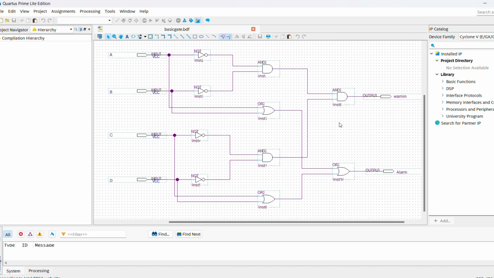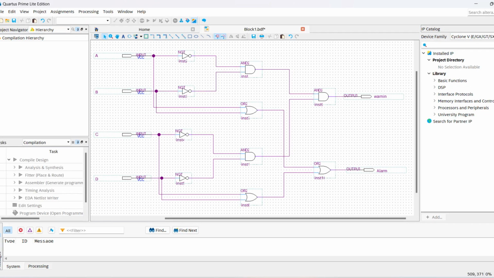As you can see here, for the first one, A bar and B bar are connected to an AND gate, producing high output A bar B bar, while inputs C bar and D bar are connected to a second AND gate, producing high output C bar D bar. The outputs of these 2 AND gates are then connected into another AND gate to produce the final output, which is A bar, B bar, C bar, D bar.